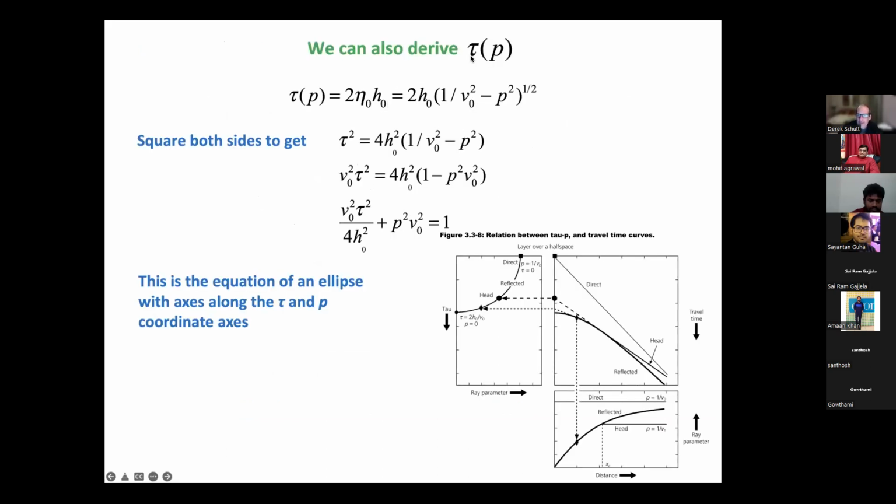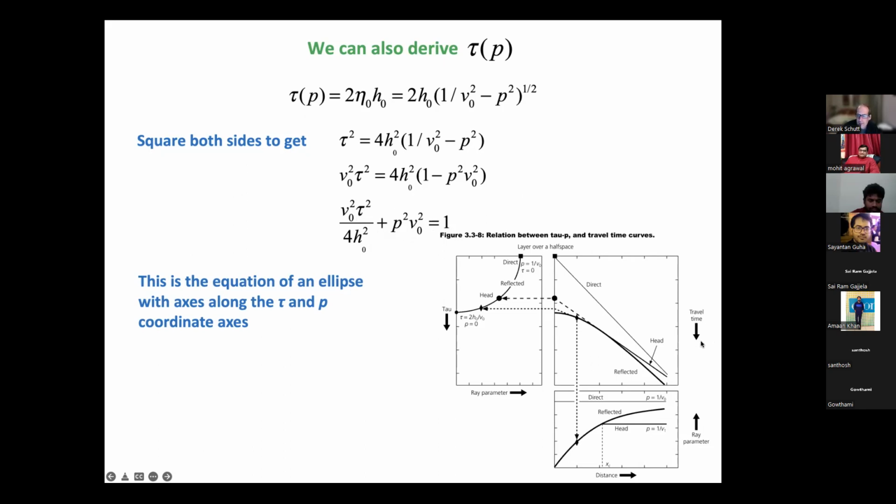We can also just derive tau of p. So tau of p equals 2 eta naught h naught, and that gives tau squared equals 4 h naught squared times (1 over v naught squared minus p squared). And you can rearrange things to get v naught squared tau squared over 4 h naught squared plus p squared v naught squared equals 1. This is the equation of an ellipse. So this is an ellipse with coordinate axes along the tau and p axes.